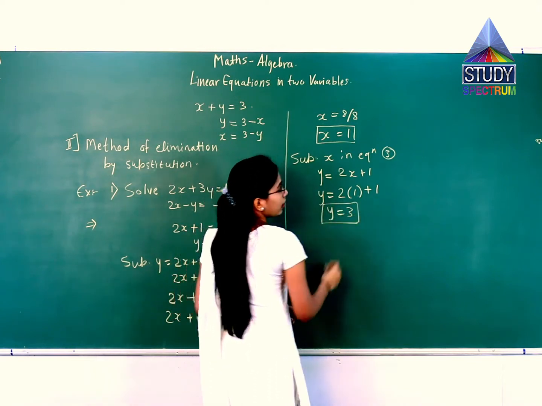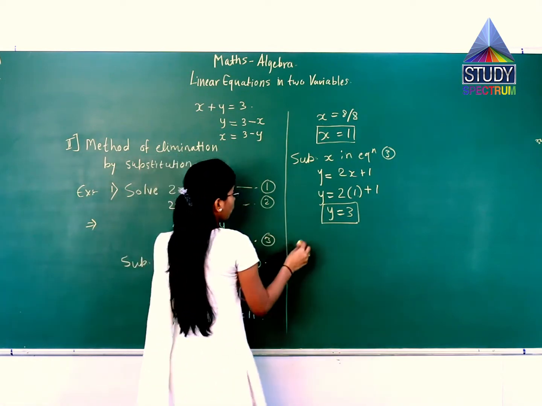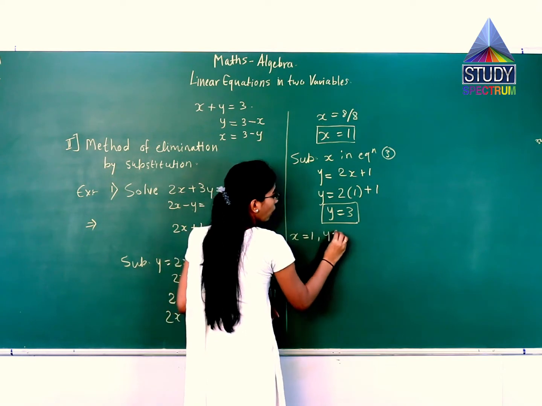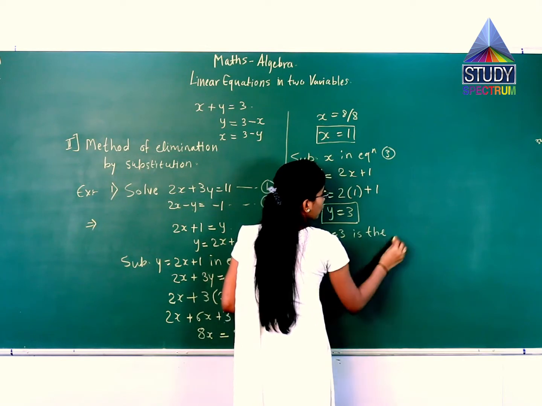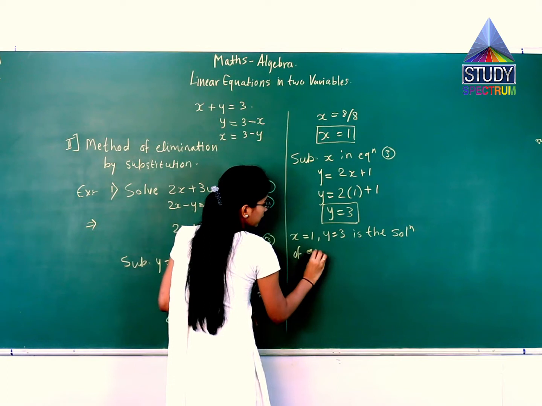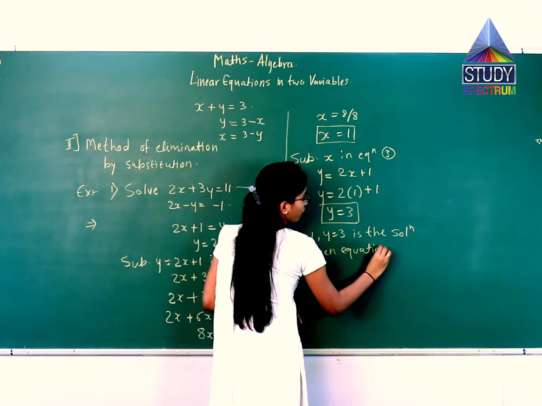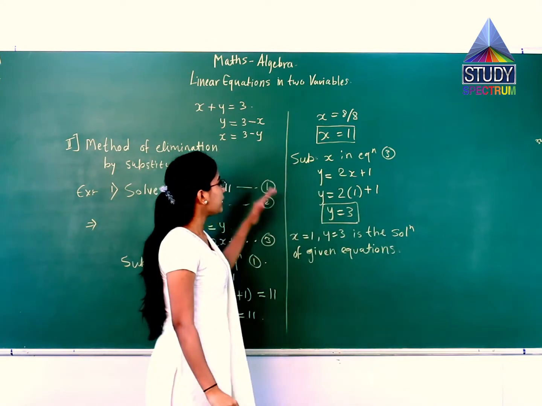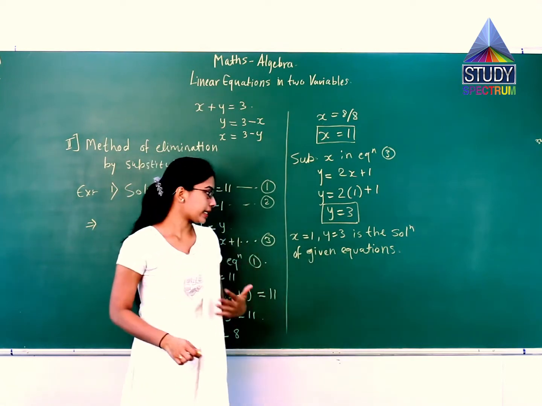Very simple. Now I have my x as well as y. So here we will write x is equal to 1, comma, y is equal to 3 is the solution of given equations. Very simple. So here in this way we solved our first example. Now let us move to our next example.